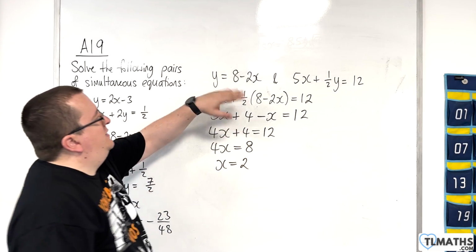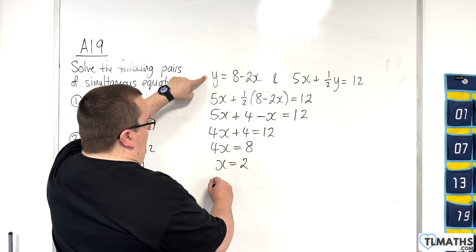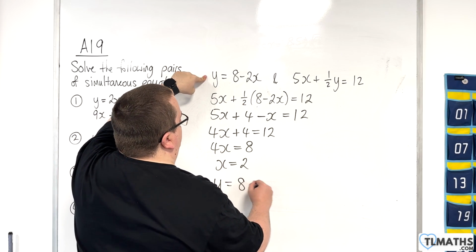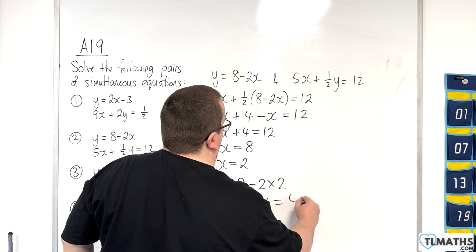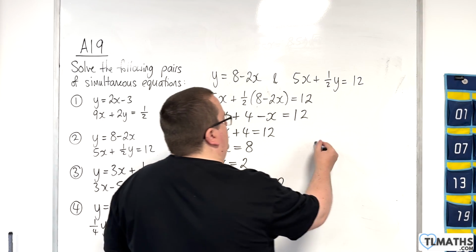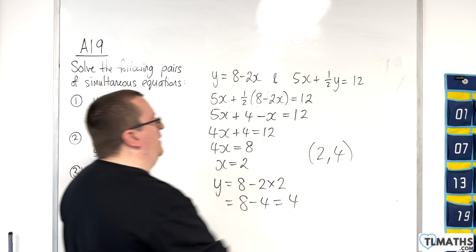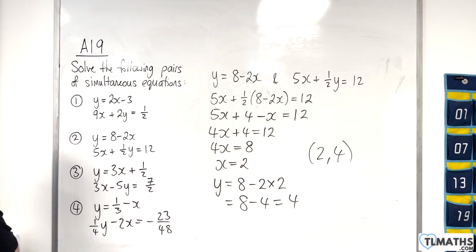So substitute that into either of those two equations. The first one's going to be easiest. y is equal to 8 take away 2 lots of 2. So that's 8 take away 4, which is 4. So x equals 2, y equals 4. This is where those two graphs intersect.